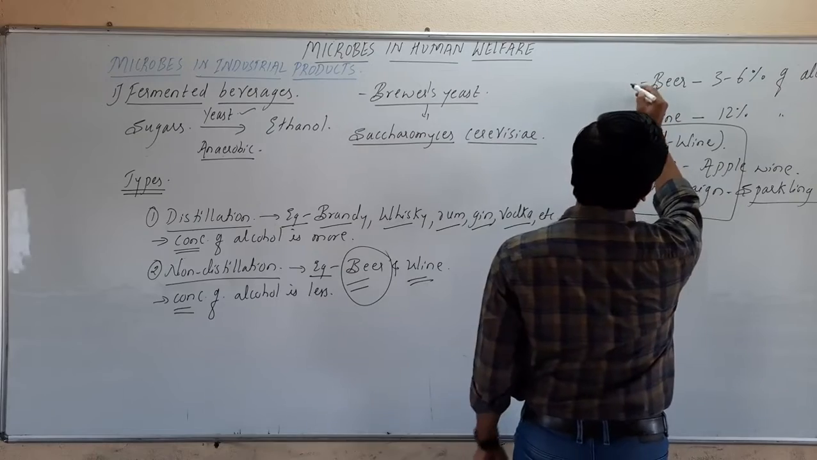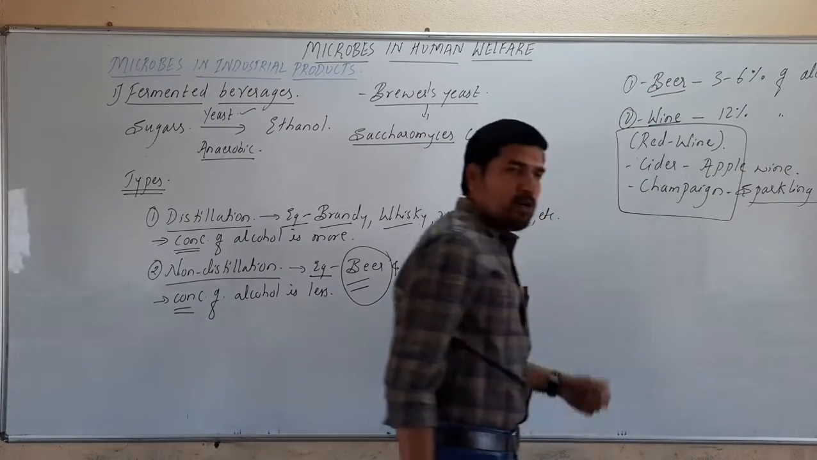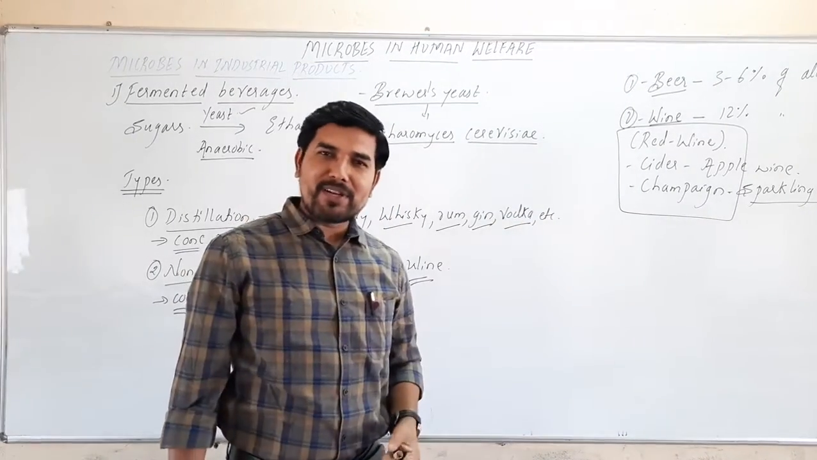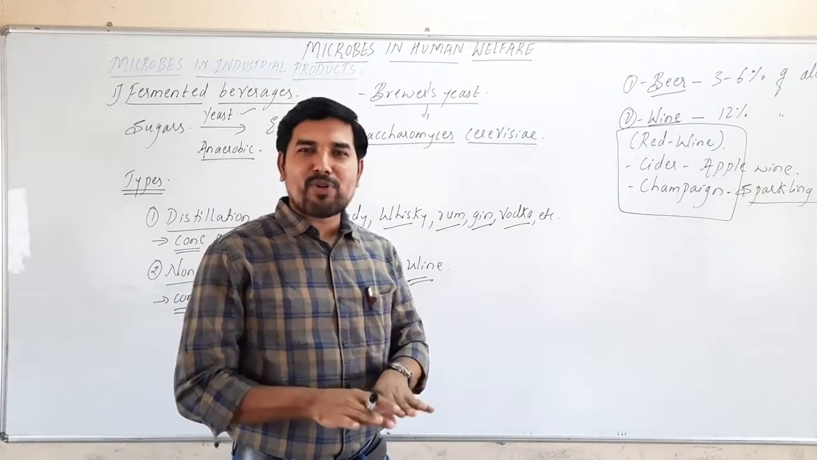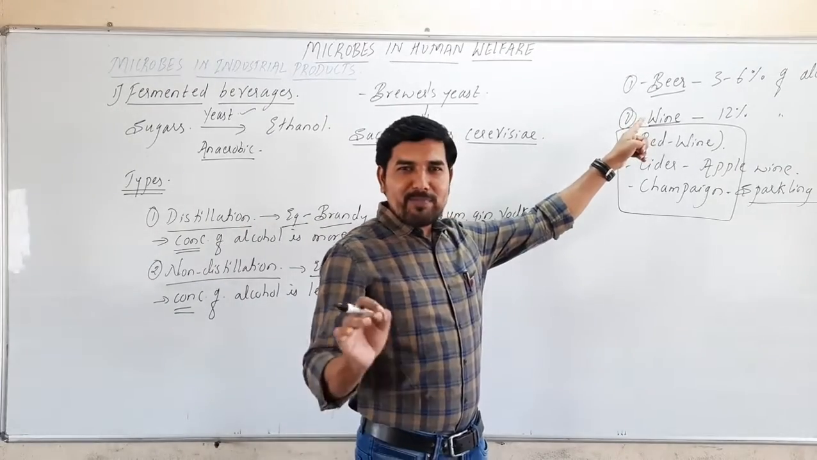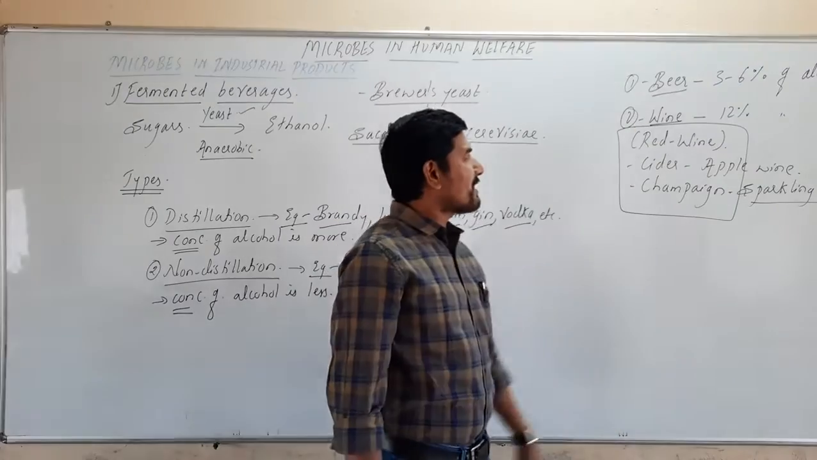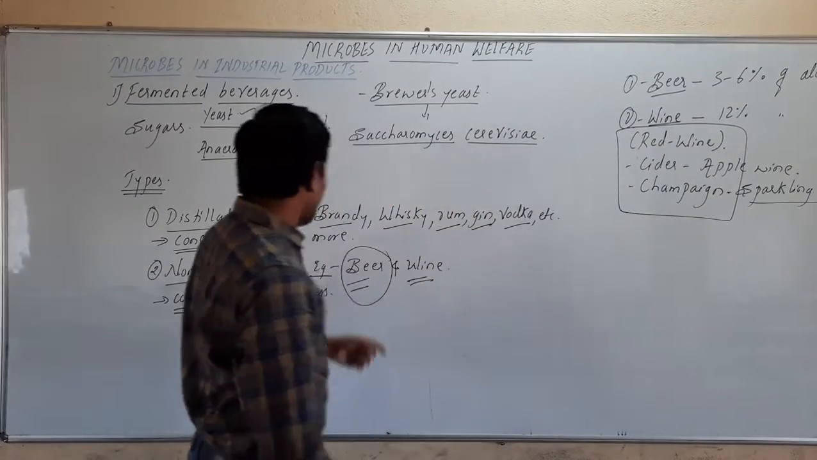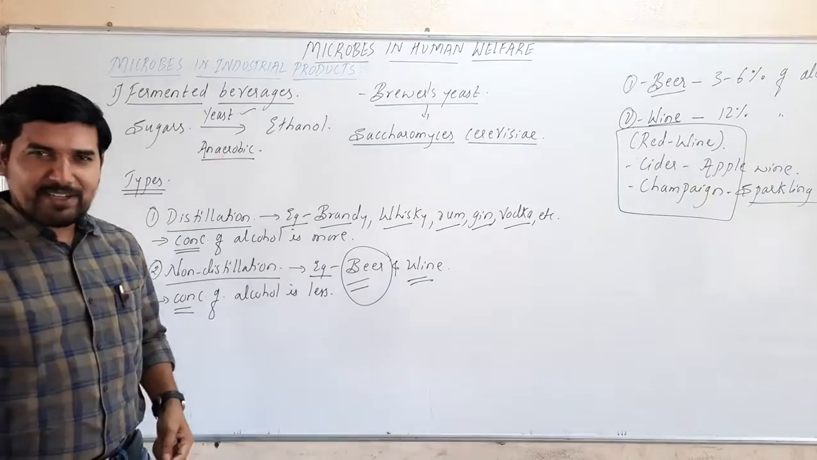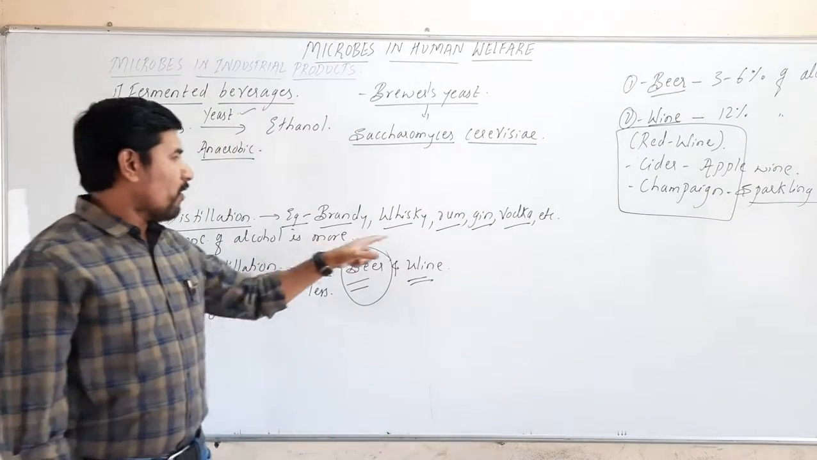So these two are the non-distilled alcoholic products that contain a lesser percentage of alcohol. The least alcoholic percentage is in beer, which contains 3 to 6%. Then next, let us see the more or less average percentage of alcohol in all of these.